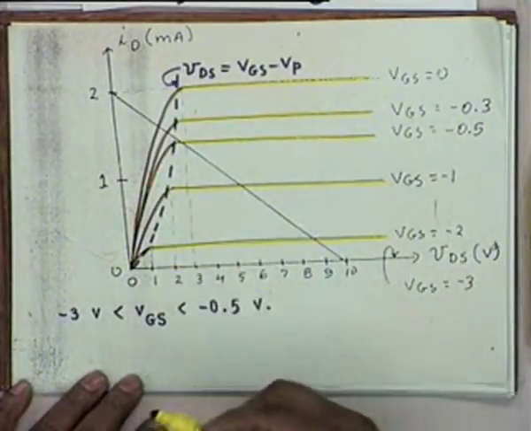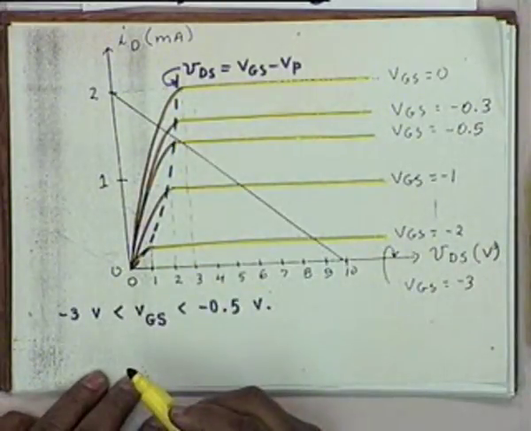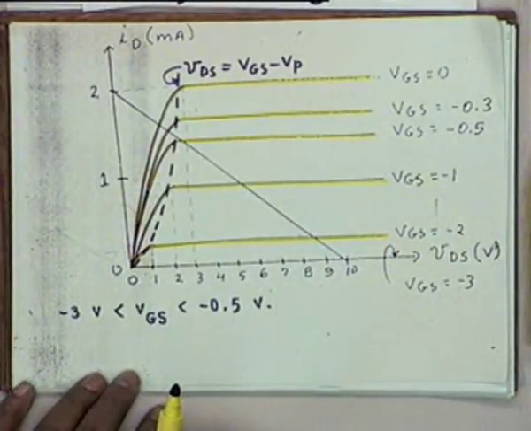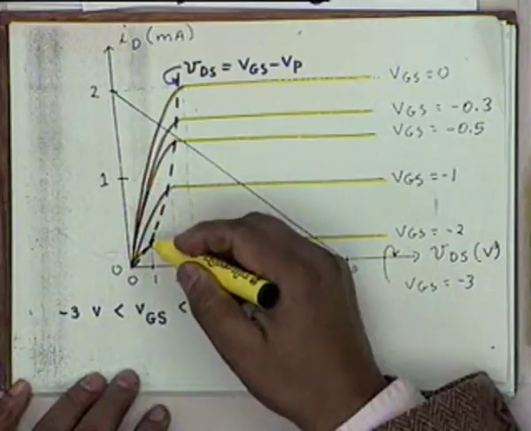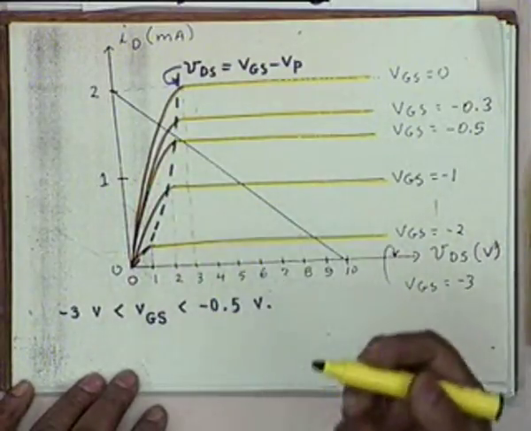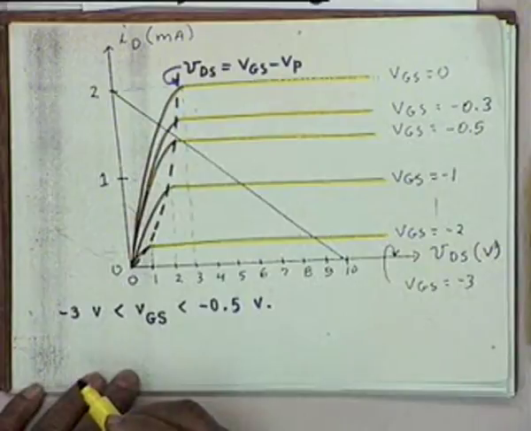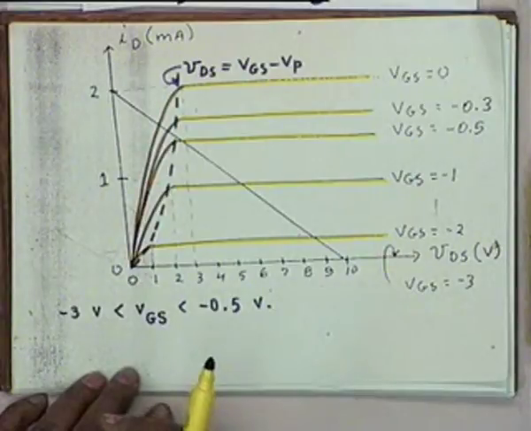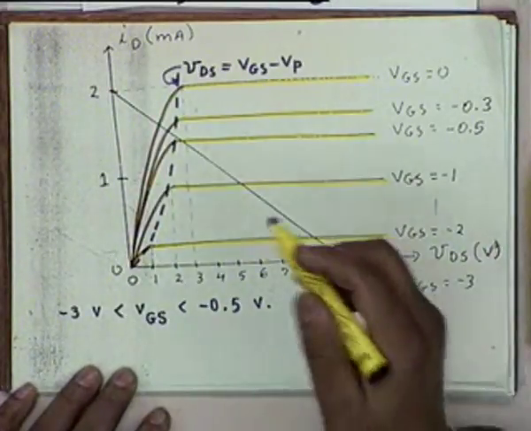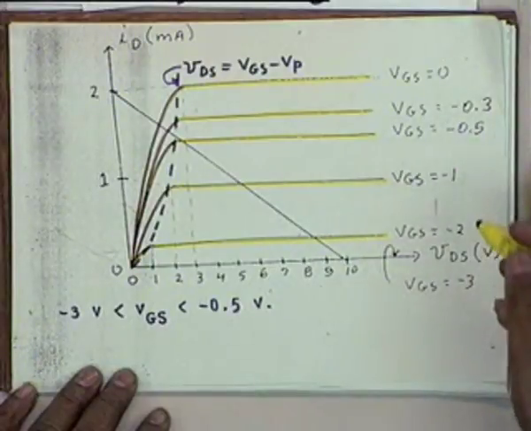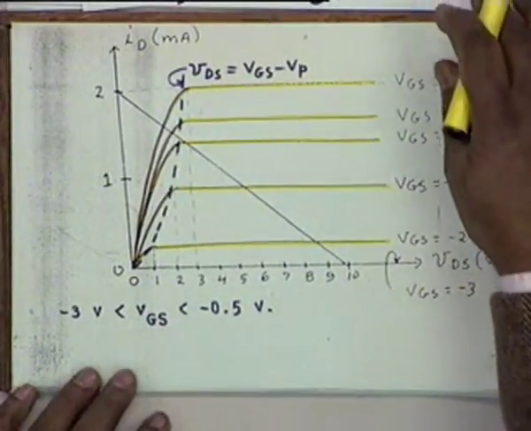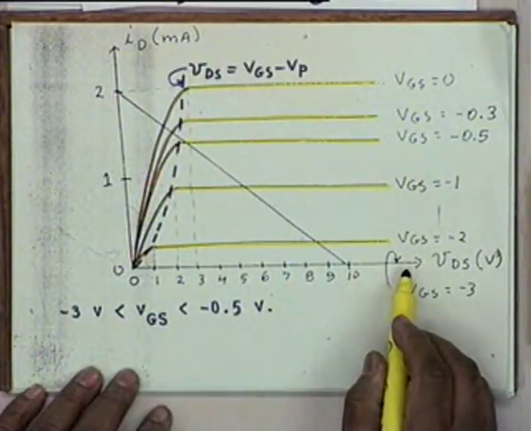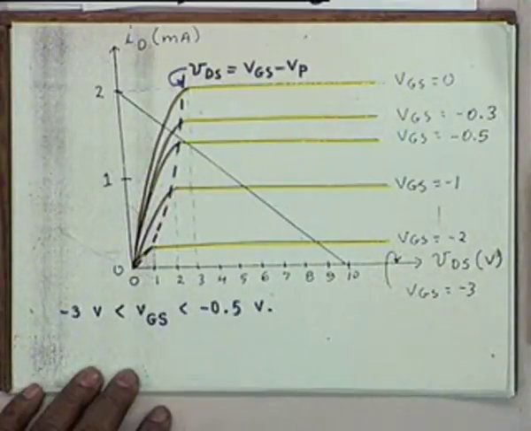We approximated not by a straight line but by a rounded off curve, because nothing in this world has a sharp corner. Nature abhors sharp corners. So if it is a straight line and then a straight line, there is a sharp corner. So they are all rounded off because it is not exactly ohmic, and the onset of saturation is not very sharp either, okay. Anyway, I have shown -0.3, -0.5 in addition to 0, -1 and -2, and obviously this line would be VGS equal to VP, that is -3 volt.